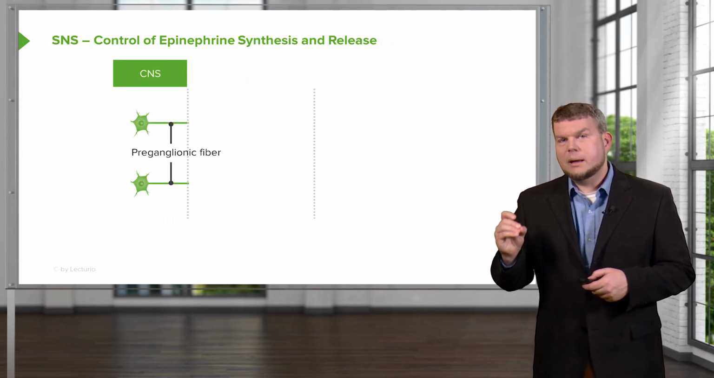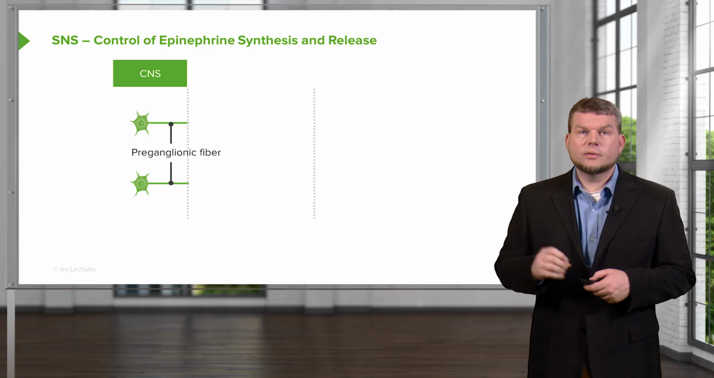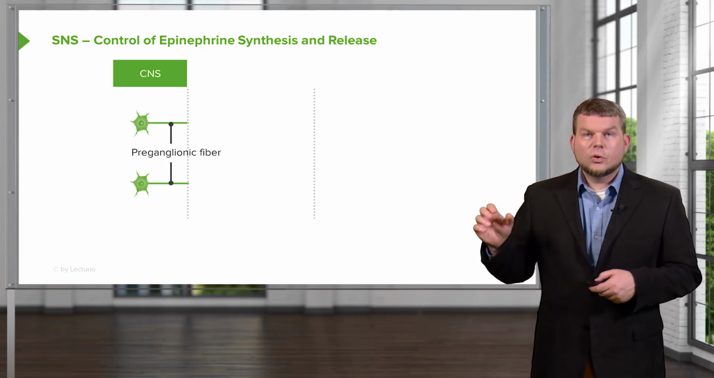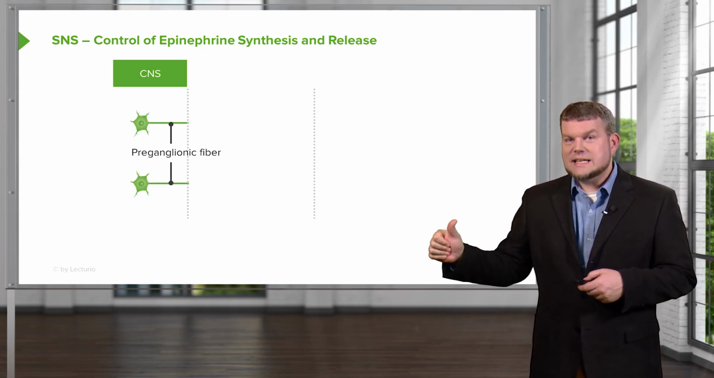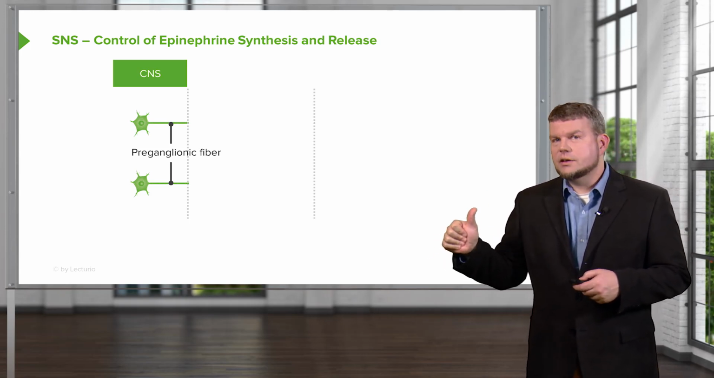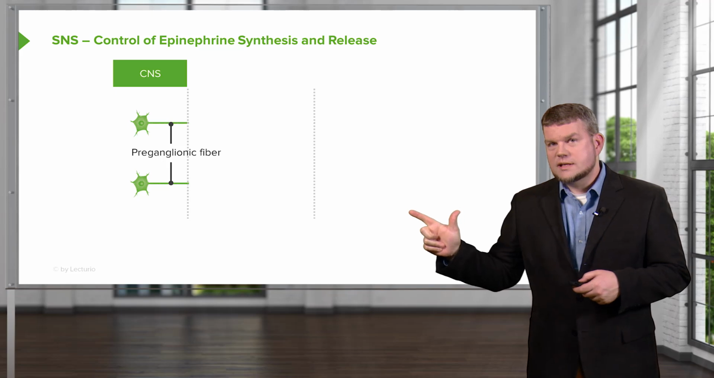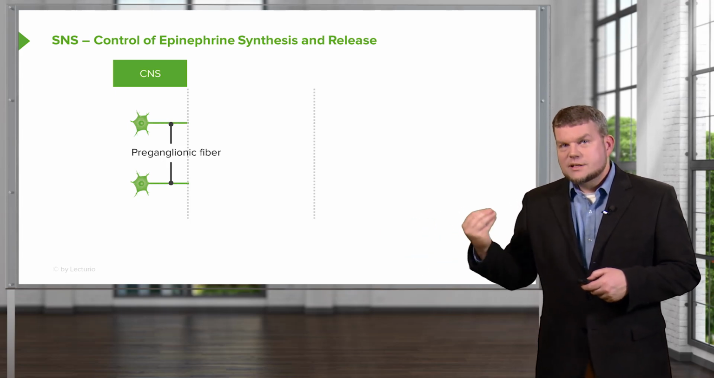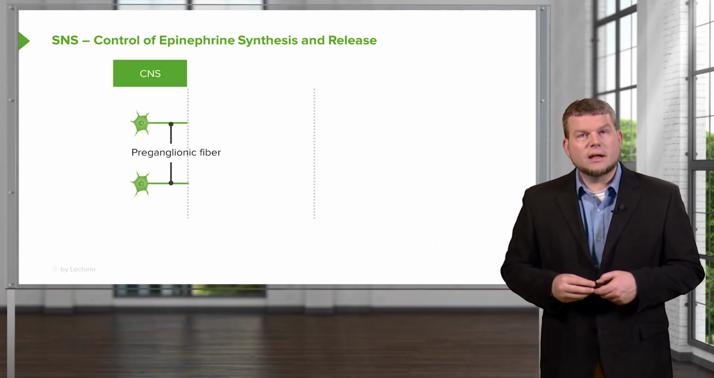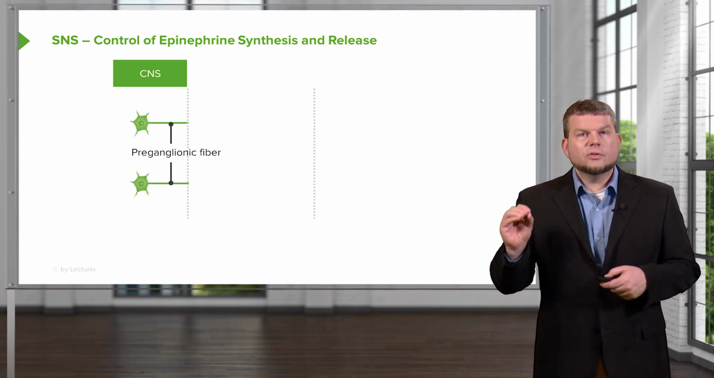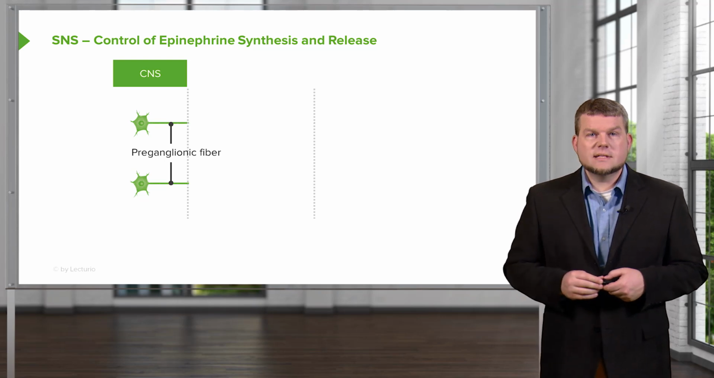The control of epinephrine is different than the other adrenal hormones. So the cortex hormones were primarily regulated by what? ACTH, and then aldosterone by aldosterone synthase. Epinephrine is a medulla hormone, which means it's synthesized in a little different spot. It's primarily controlled by the sympathetic nervous system.